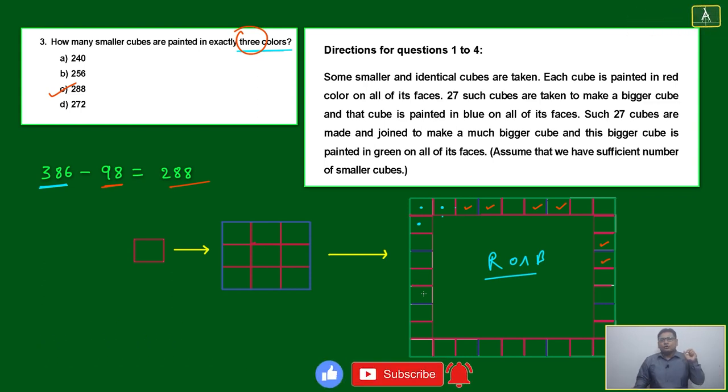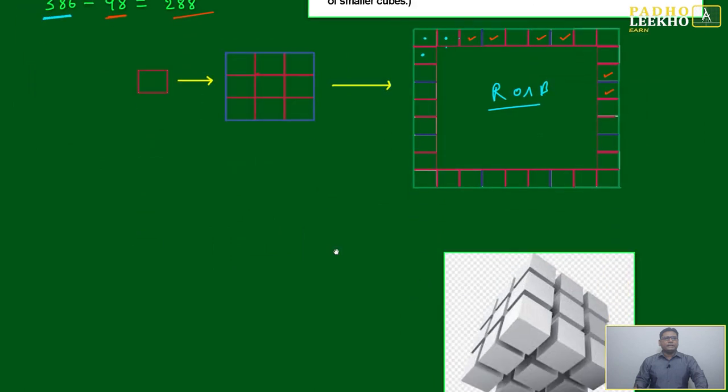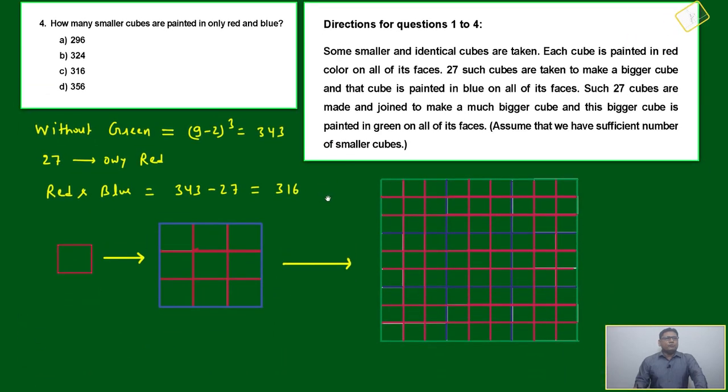This question you can solve in the most complicated way by direct counting. Means counting the number of cubes on the edge, counting the number of cubes on the surface which can be three colors, counting the number of cubes on the corner which can be three colors. If that way also you count, you will get 288, but here we can apply just common sense: it will be less than 386 because it cannot go beyond 386. Then whatever is not possible by three colors, that we subtract. That is 288.